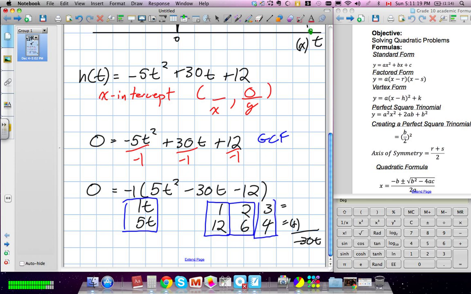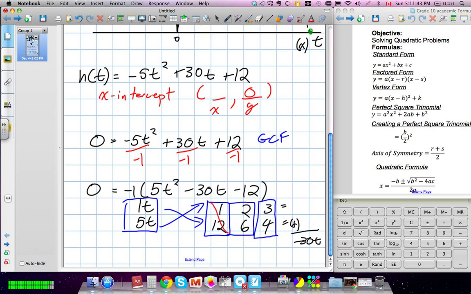It's tough to look, eh? Alright, let's try to go through this. 1 times 1, 5 times 12, that's going to give us 1 and 60. Any combination of that can make negative 30? What if we go the other way around? No, that's right. 1 times 12 and 5 times 1, that's not going to work for us. So we know this column doesn't work.